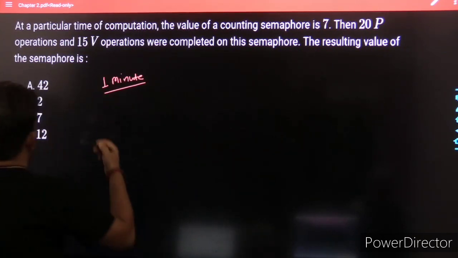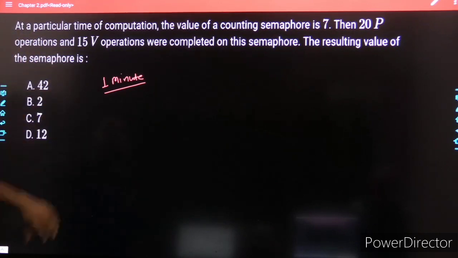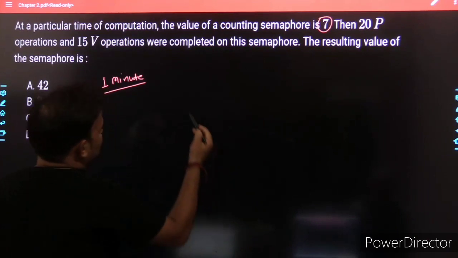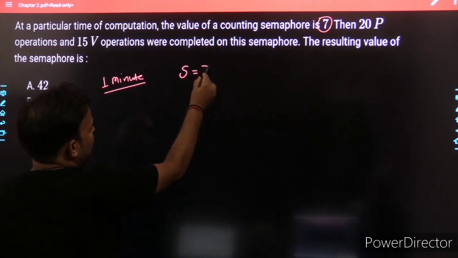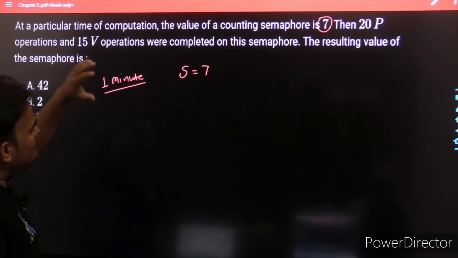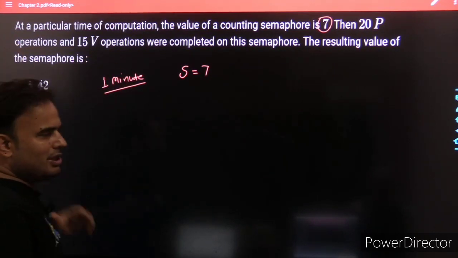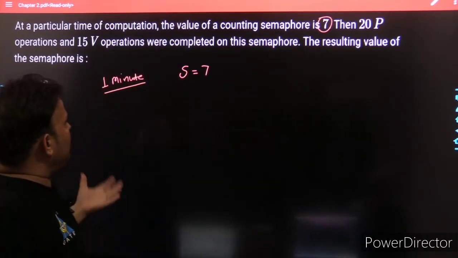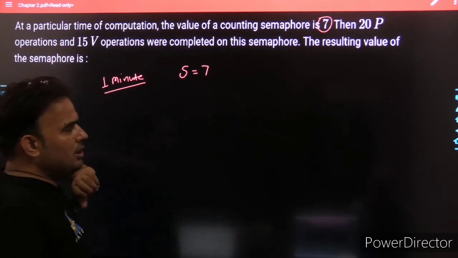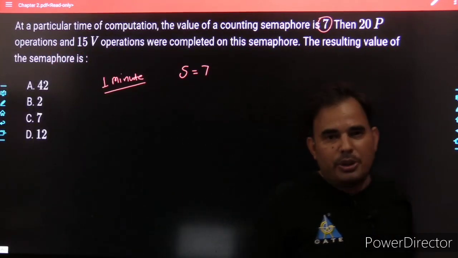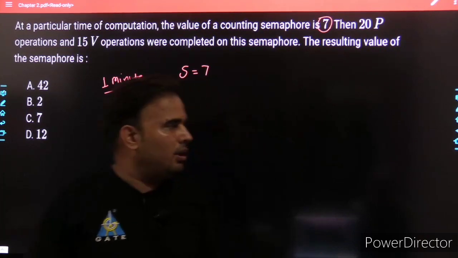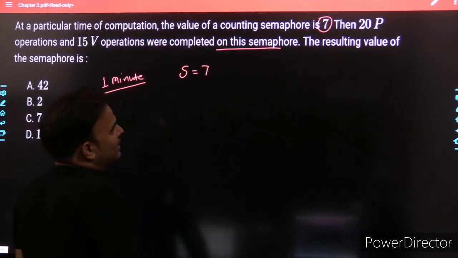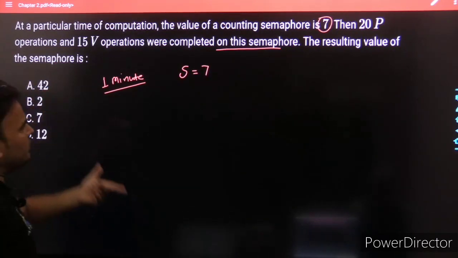Now I am going to read the question. At a particular time of computation, the value of a counting semaphore is 7. Then on that counting semaphore, 20 P operations, meaning wait operations or down operations, and 15 V operations, meaning release operations, signal operations or up operations, were computed on this semaphore. What is the resulting value of the semaphore?